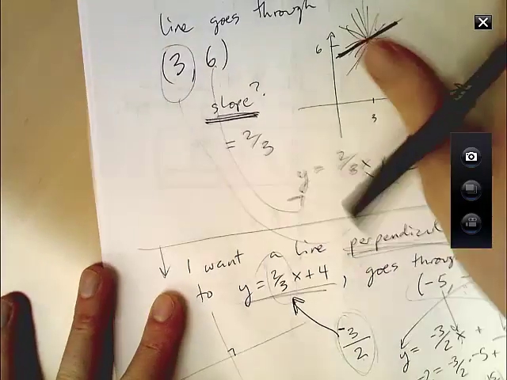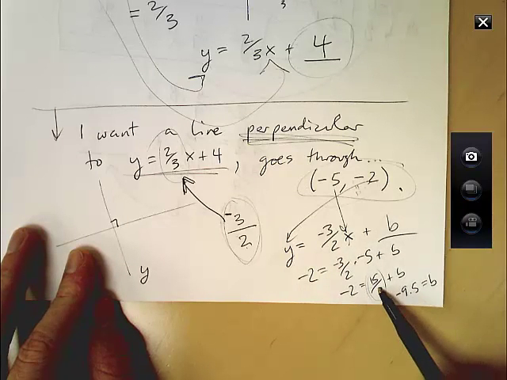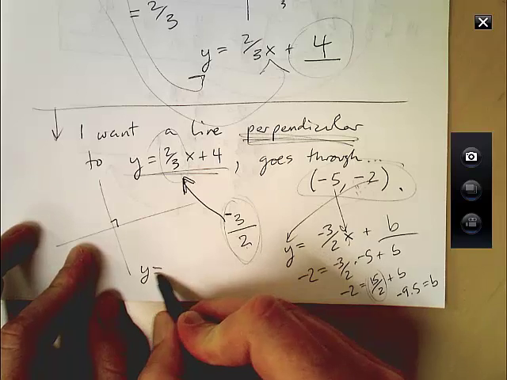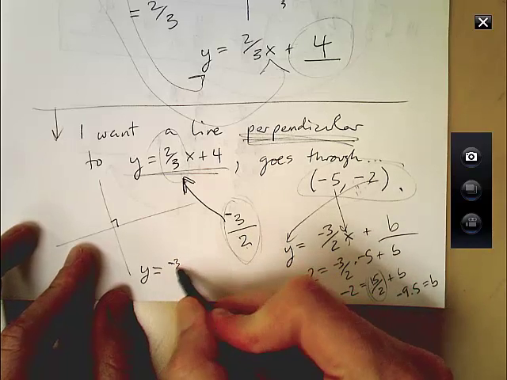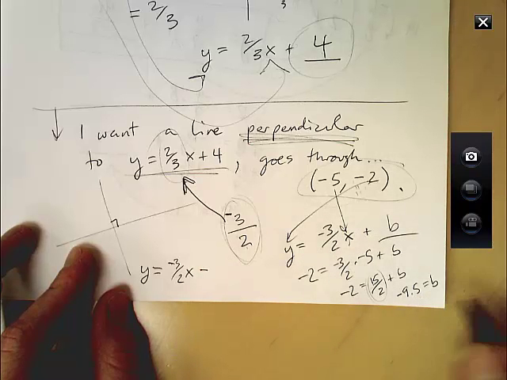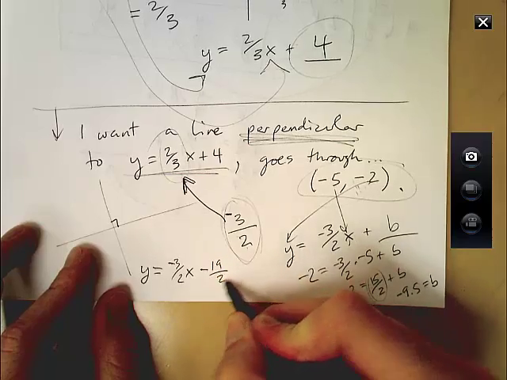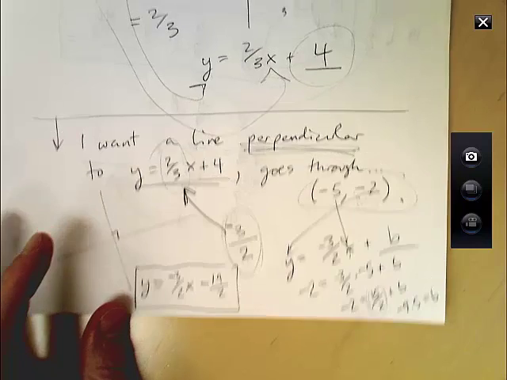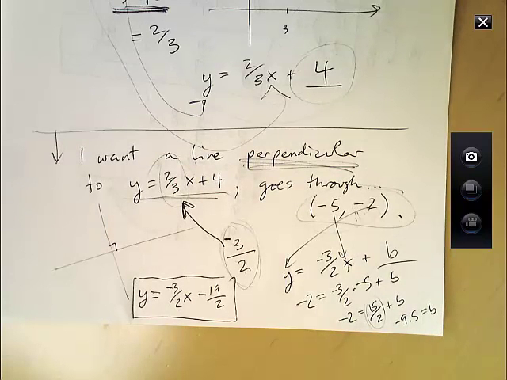Here it is. I subtract this from both sides and I get -9.5 is b. So I would have y equals this slope times x minus 9.5, and I could also write that as a fraction. I could say 19/2. Okay, let's see. Anything else? Should I do one more thing?